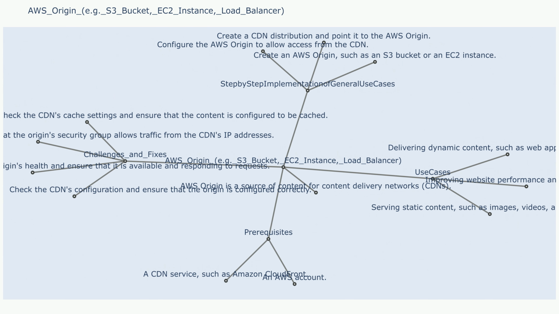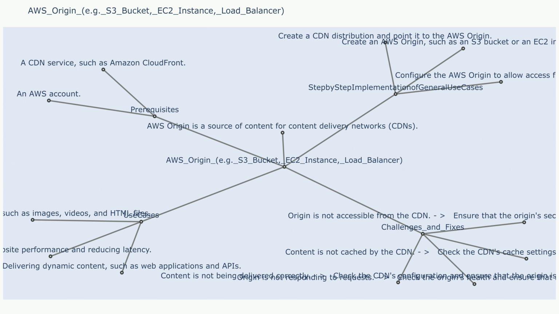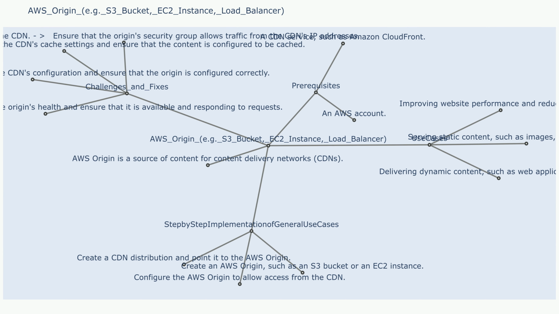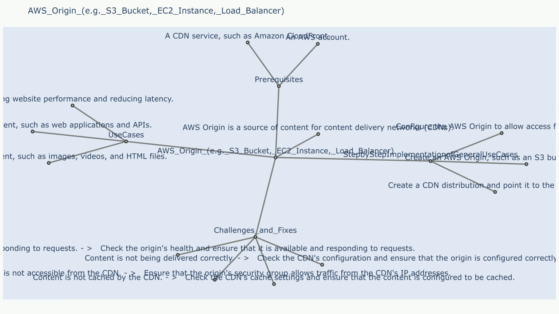Delivering dynamic content, such as web applications and apps. You can use CDNs to cache dynamic content, although it is typically not cached for as long as static content. Improving website performance and reducing latency. This is achieved by distributing content closer to end users, minimizing the distance that data needs to travel.